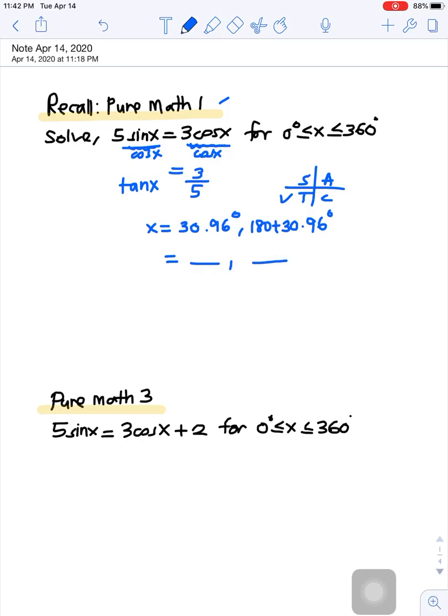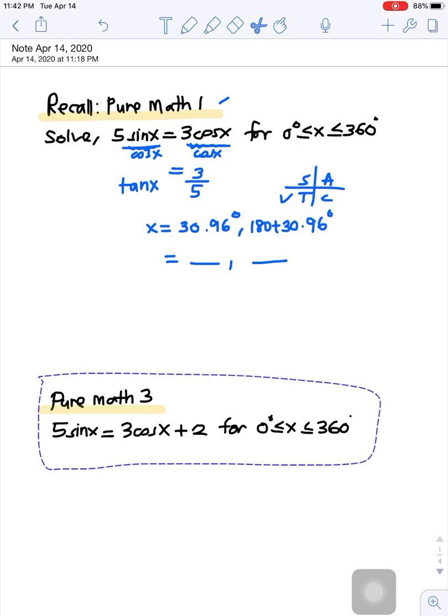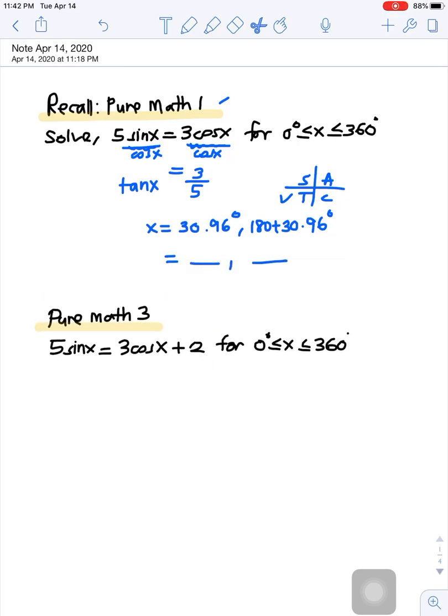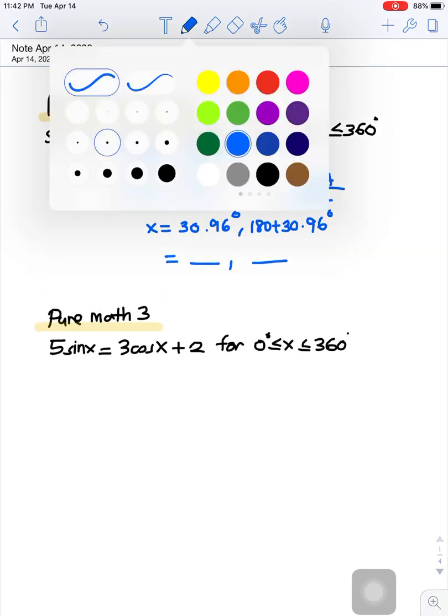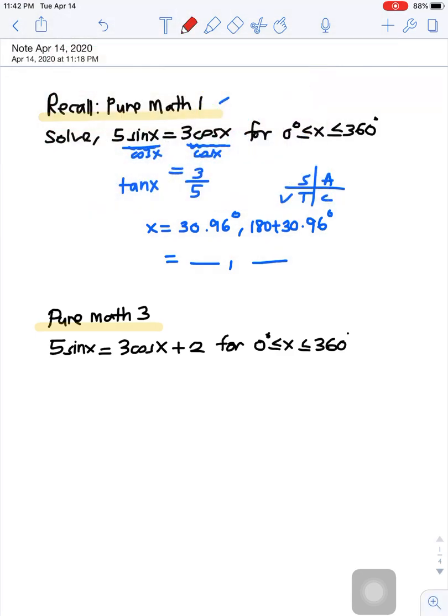Now let's look at the extension in A2 level here. Your question here is going to look more or less the same. Let's find the difference here. Do I have 5 sin x? Yes, I do. Do I have 3 cos x? Yes, I do. But now I have an extra thing here, which is plus 2.